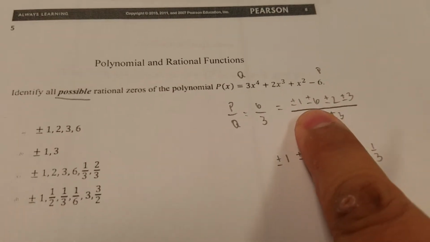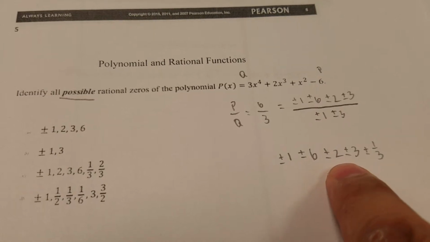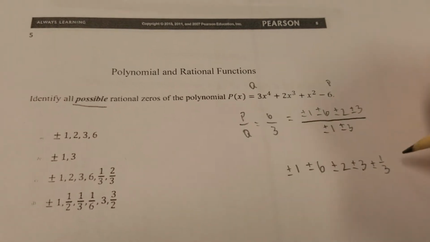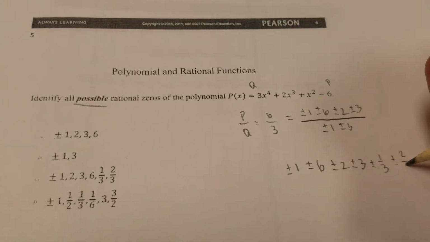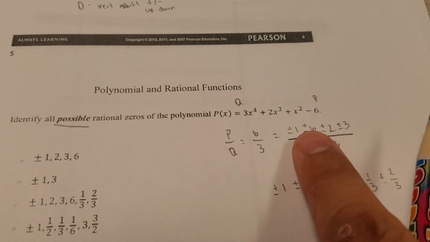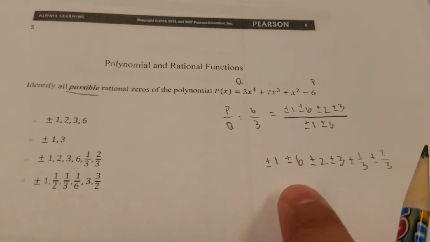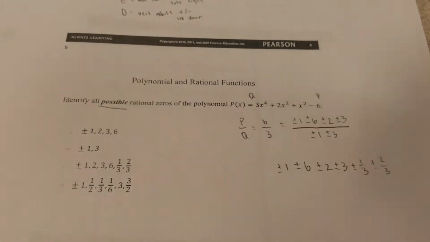6 divided by 3 is 2, but it's already part of my list. I don't have to write it twice. 2 divided by 3 is 2/3. And 3 divided by 3 is 1, which I already have as part of my list. I don't have to write it twice. So this one is answer C.